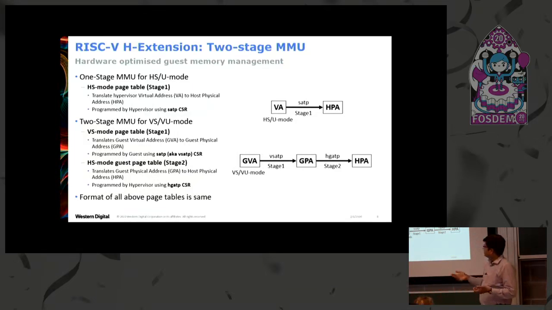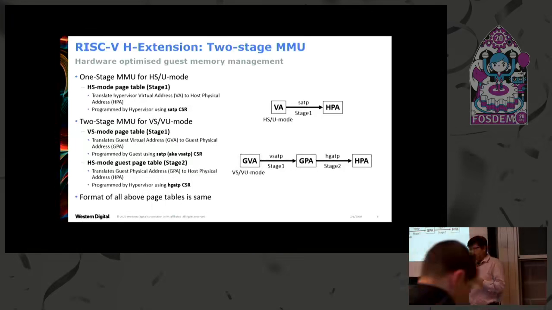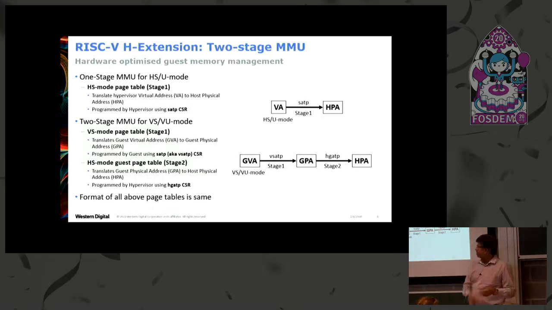And then we have a two-stage MMU when we are running a guest or VM. The guest or VM will program the stage 1, or VS mode page table, and that will do a guest virtual address to guest physical address translation. And then we have a stage 2 page table, which is programmed by the hypervisor for each VM, which will do the guest physical address to host physical address translation. This is a pictorial view of how the translations work, very similar to Intel EPT and ARM nested page tables.